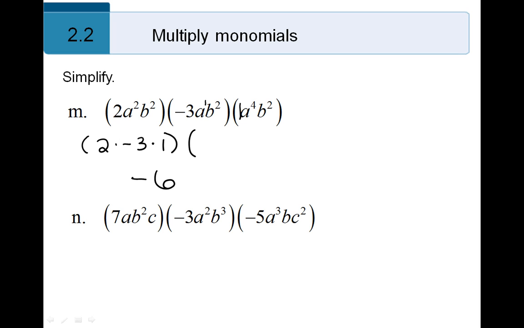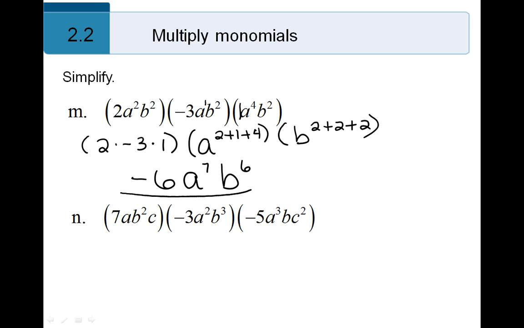You may want to put the 1 on the a so that you don't forget about it. We're multiplying a squared times a to the first times a to the fourth. And we're going to add our exponents because we're multiplying. So we're going to have a to the 2 plus 1 plus 4, which is equal to a to the seventh. And then it looks like we have b squared times b squared times b squared. That's b to the 2 plus 2 plus 2. And so that's equal to b to the sixth. Negative 6, a to the seventh, b to the sixth.